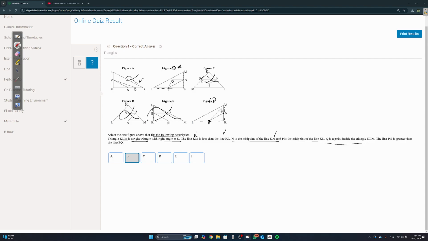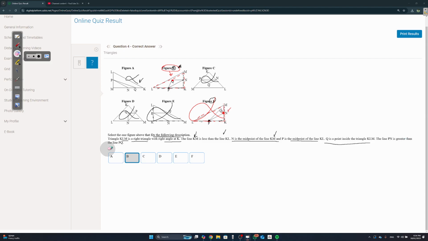Q is a point inside the triangle KLM. Let's see, where's Q? Let's draw KLM. It's our triangle, right? Here, is Q inside of it? Yes. How about here? Is it inside the triangle? No, it's on the triangle. There's a difference between on and in. Okay, here it's inside, so we're gonna take now what? B is wrong, because it's on the triangle, not inside of it.